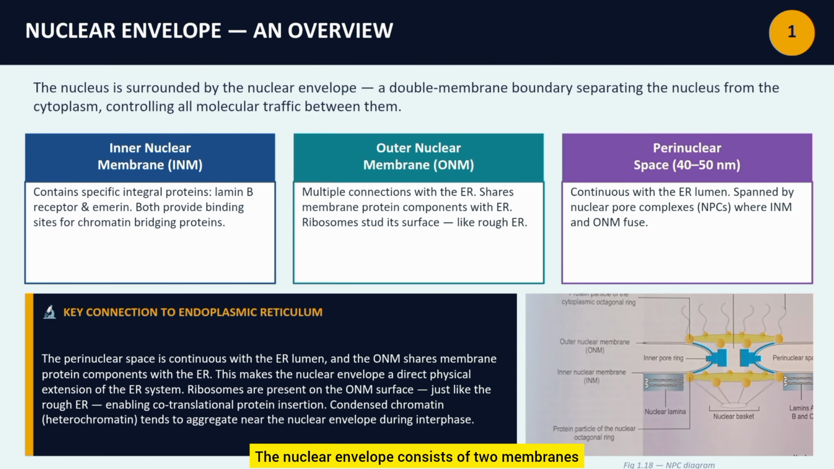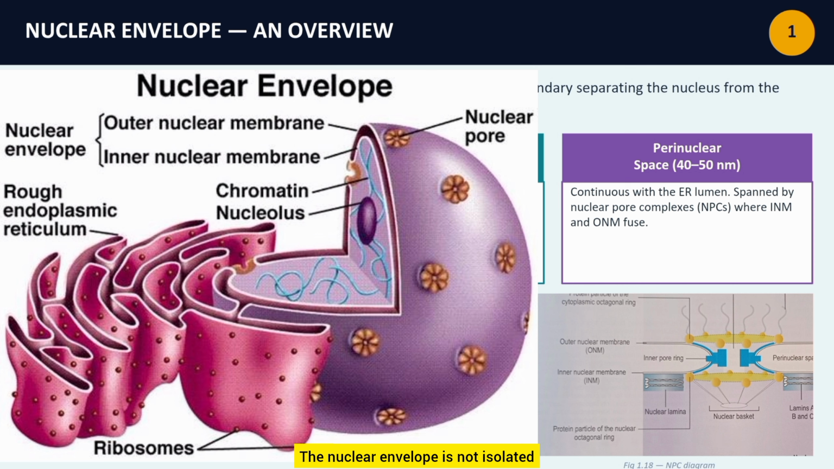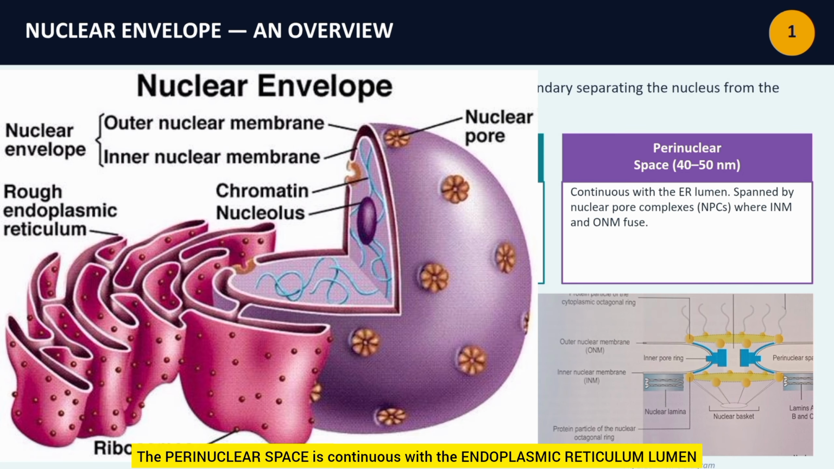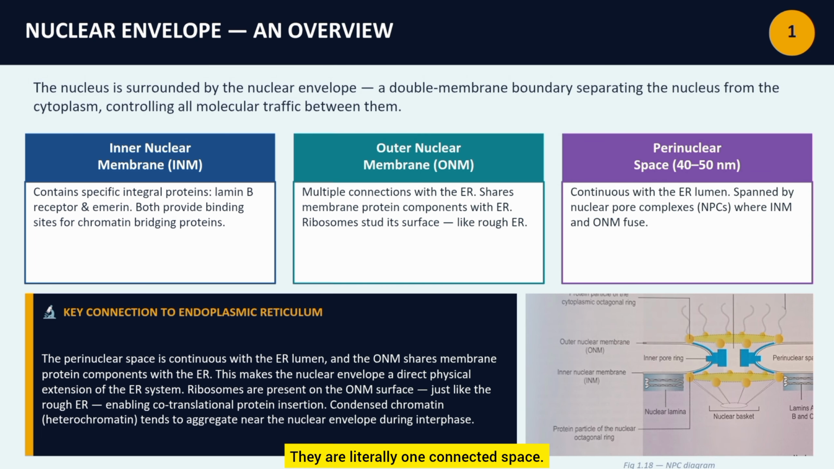The nuclear envelope consists of two membranes, the inner nuclear membrane, or INM, and the outer nuclear membrane, or ONM, separated by a space of about 40 to 50 nanometers. That space is called the perinuclear space. Now here's something really important that students often miss. The nuclear envelope is not isolated. It is physically connected to the endoplasmic reticulum. Look at the diagram thumbnail on this slide. See how the outer nuclear membrane extends and merges with the endoplasmic reticulum? The perinuclear space is continuous with the endoplasmic reticulum lumen. They are literally one connected space.